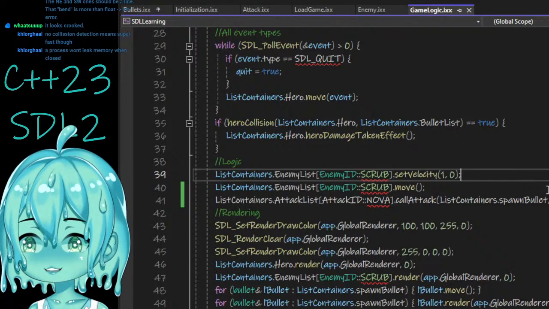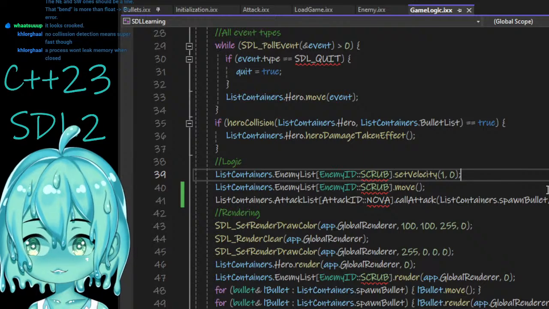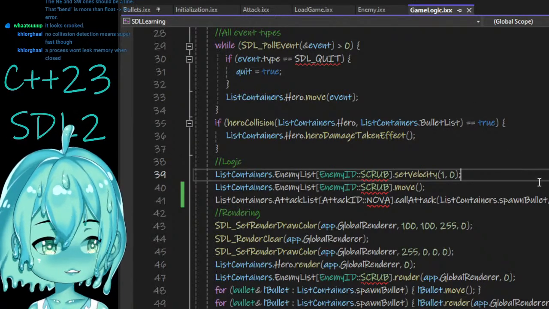No collision detection means super fast though. A process won't leak memory when closed. Yeah, well, it's C++. Don't underestimate me.